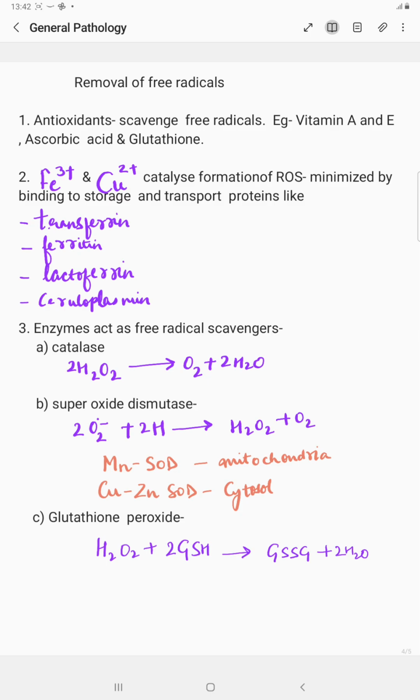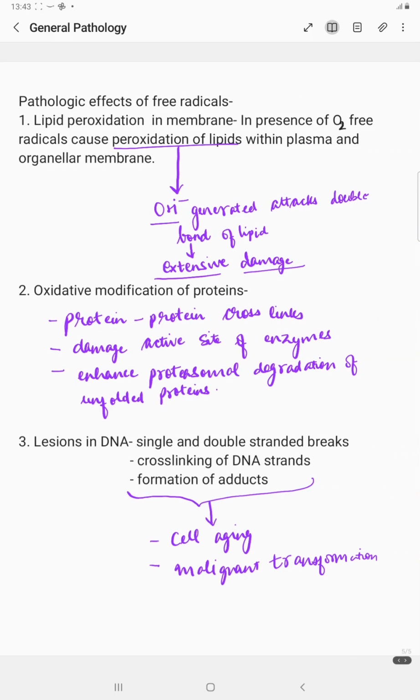Enzymes can also act as free radical scavengers, like catalase enzyme, superoxide dismutase enzyme and the glutathione peroxidase enzyme. So now the important thing is, why are we so concerned about these free radicals? Because they cause pathologic effects at the cellular level. What all pathological effects can result from free radicals?